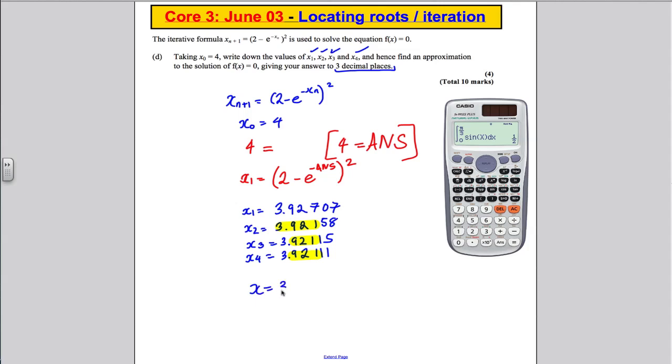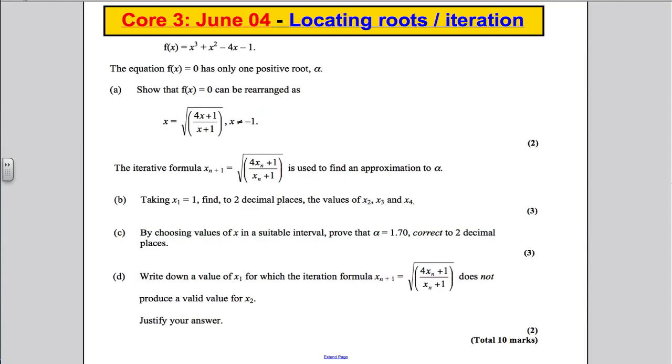So an approximate answer is therefore x is equal to 3.921, to 3 decimal places. You're not asked to prove that's a root or that's correct to 3dp. You're asked to find an approximation, not show that it is a root, but find an approximation, and we have found one. Okay, next question. Pause, have a go.